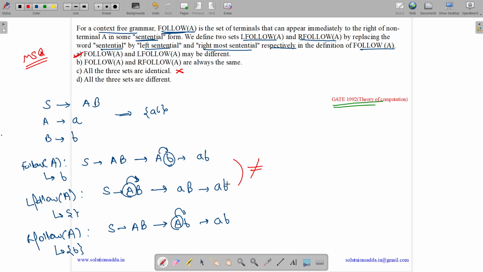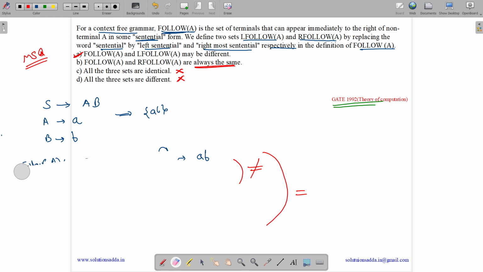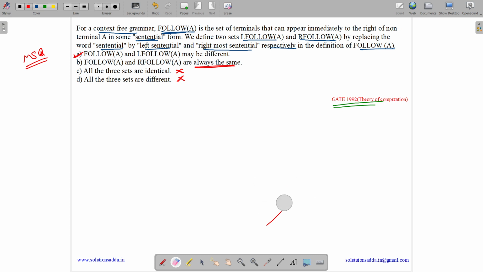Let us see this. Here you can see follow of A and R follow of A are same. So all three sets are different is also false. All three sets are identical is also false. Follow of A and L follow of A may be different. Okay. Now let us see follow of A and R follow of A are always same. We can't say always same by just an example. We need to prove this, whether it's always same or not. So let us see how we can prove this B part.